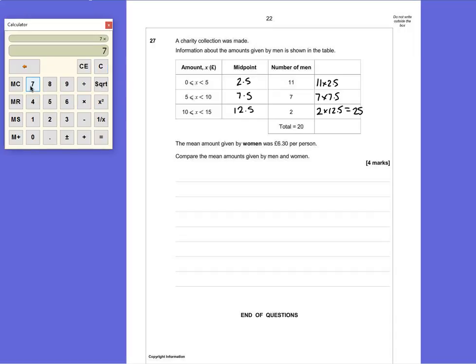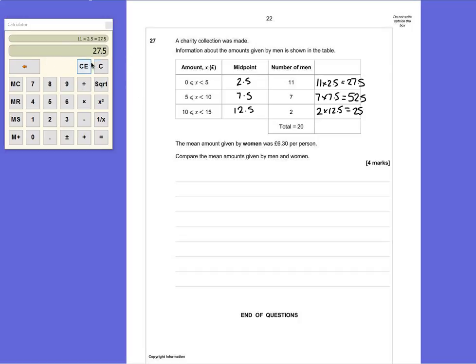7 multiplied by 7.5 means that the middle group here made a total of 52.5, and for the first group, 11 multiplied by 2.5 means 27.5. Altogether, if you add these values together, we would have the total that the men raised.